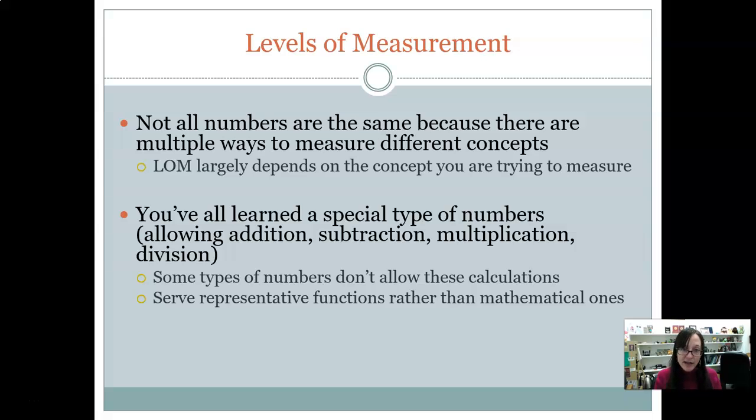We've all learned a special type of numbers, the ones you learn when you're starting off in kindergarten or however young, with addition and subtraction and then multiplication and division, and even up to algebra and some of the higher level computational formulas. That's still a special kind of number where you can do all those things with those numbers. Some types of numbers don't allow for those calculations, particularly if we are using numbers in different contexts to mean different things. Some numbers will serve representative functions rather than mathematical functions. And the level of measurement will tell you what you can do with the numbers that you have, based on the context and on that level of measurement.